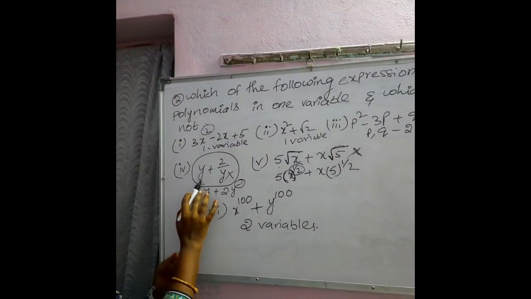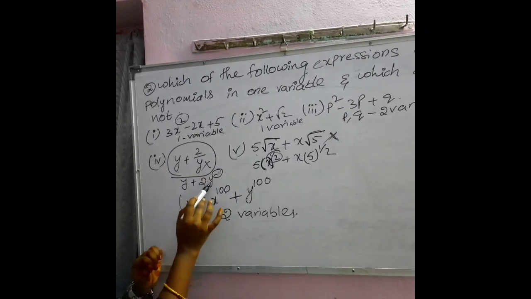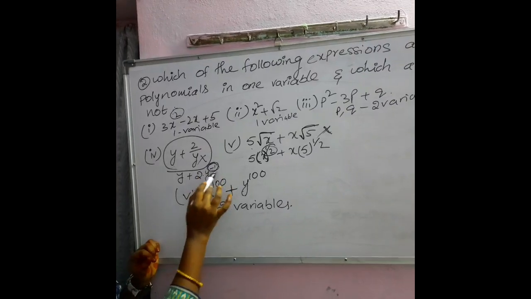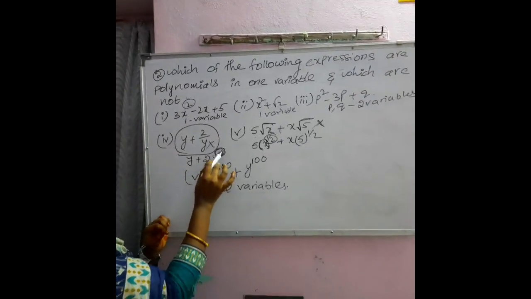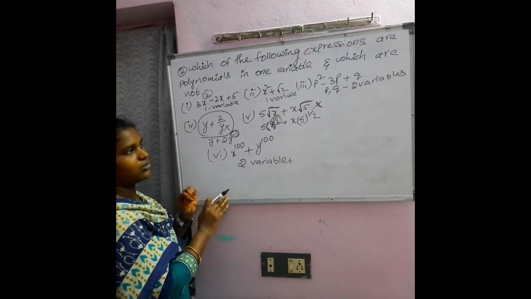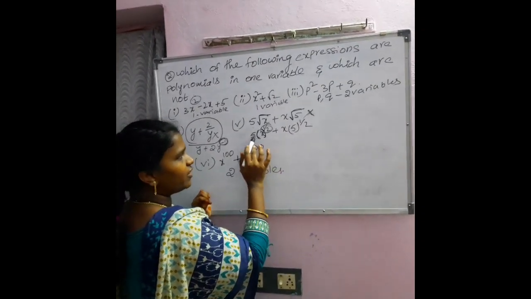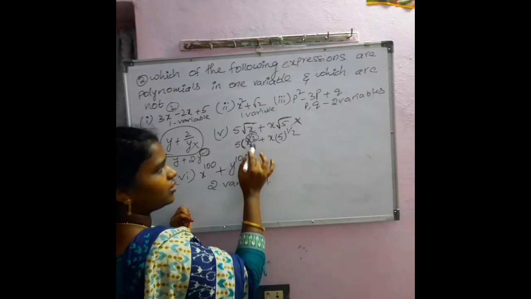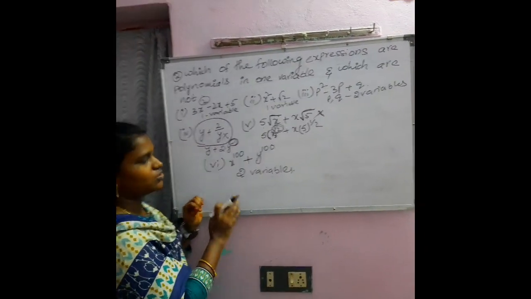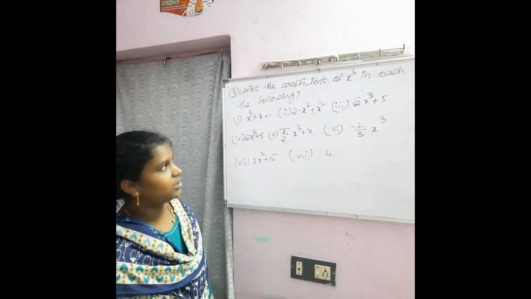And if you had seen the fourth one, it is not a polynomial, because we can write the expression as 2 into y to the power of minus 1. It is a negative integral, so it is not a polynomial. By the definition of polynomial, it should be a non-negative, that is a whole number. If you had seen the fifth one, x to the power of 1 by 2, it is not a whole number, so it is not a polynomial. And the last one is a polynomial with two variables. Now let us see the next question.